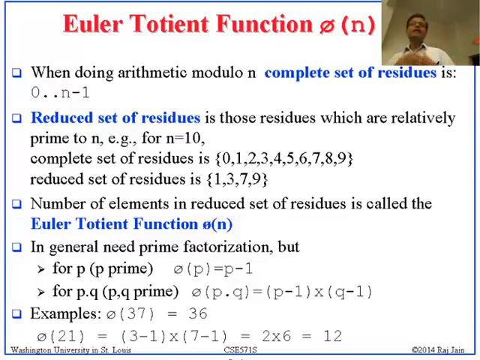Okay? In case of prime numbers, that number is p minus 1. In case of non-prime numbers, you have to find out the factors and then just write down the primes and you will get that number. Okay?